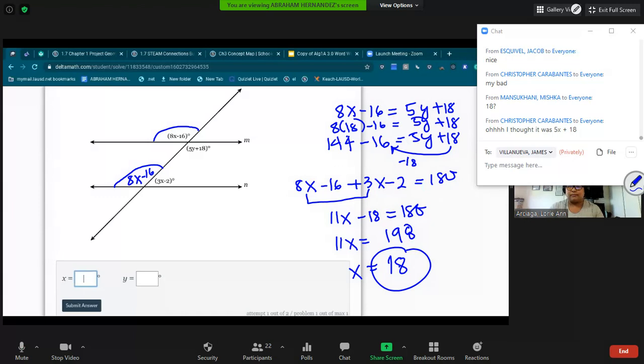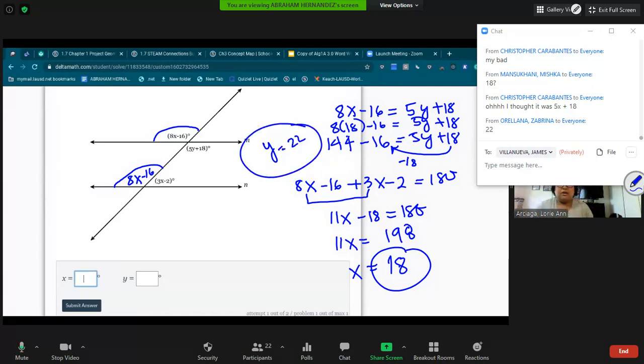Okay, so that's 144. You got it? Sabrina said 22. Okay. Minus 16 minus 18 divided by 5. You're right. 22 for y. Uh-huh. So y is equal to 22. There you go. So x is 18 and y is 22.